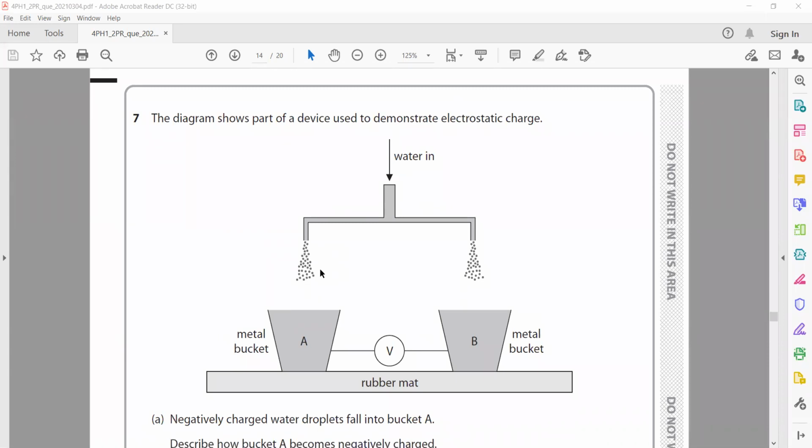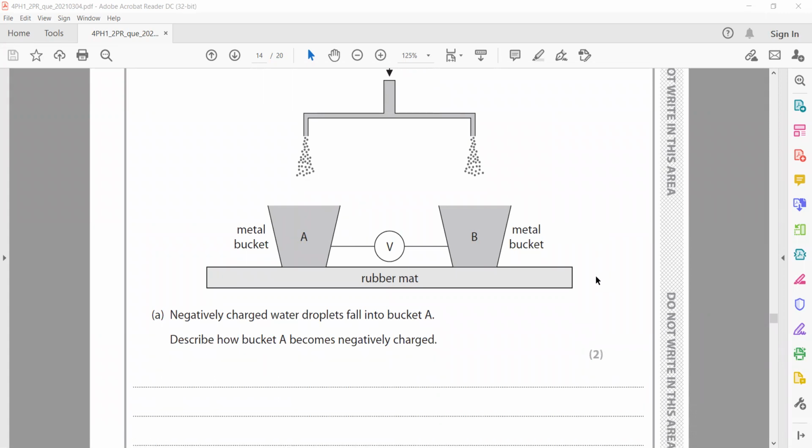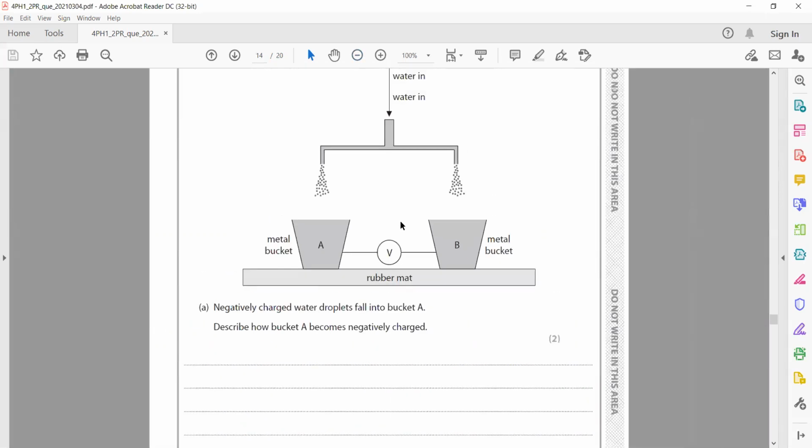The diagram shows part of a device used to demonstrate electrostatic charge. Metal buckets A and B, and a rubber mat are there. Negatively charged water droplets fall into bucket A. Describe how bucket A becomes negatively charged. This is insulated, so net charge. When these negatively charged droplets come in contact with bucket A, which is metal, this metal will have an excess of electrons, so it will become negatively charged.